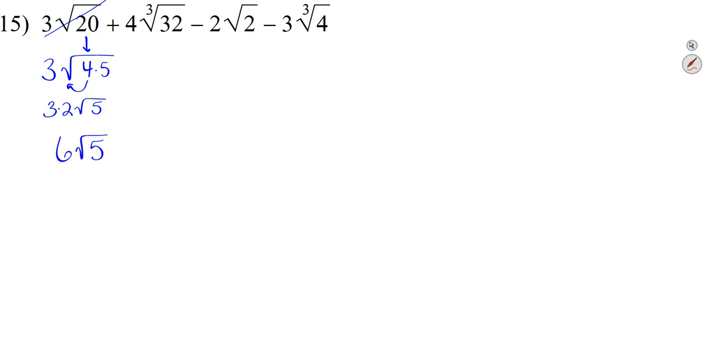Then we will move to the next one, the cube root of 32. Is there a perfect cube that we could take out of there? Well, 2 cubed is 8, and so I think I can split that into 4 times the cube root of 8 times 4. The cube root of 8 is 2, so that leaves us with 4 times 2 times the cube root of 4. 8 cube roots of 4.